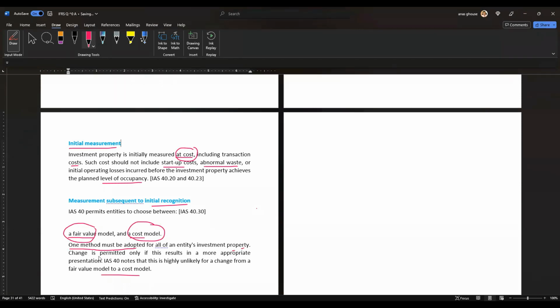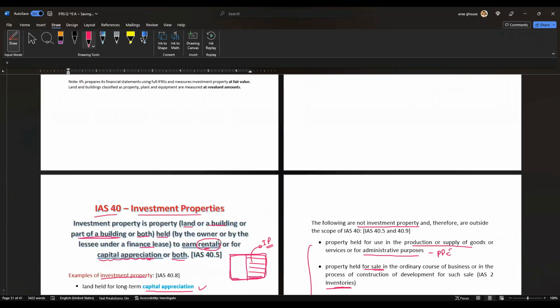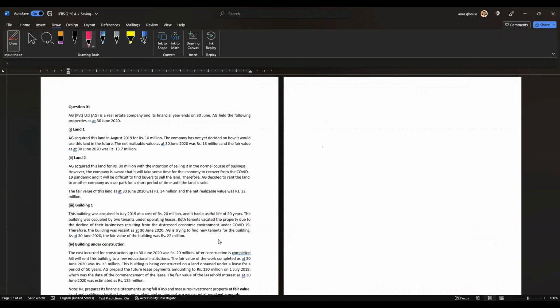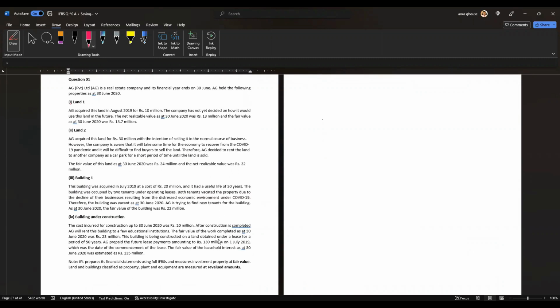So if you are going to change, then the justification should be that it has to be a more appropriate presentation. In that situation only, change is permitted under IAS 40. Now let's look at how, based on this, to answer these questions. First of all, let's take the first question.